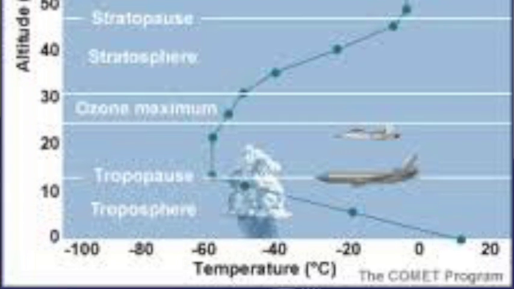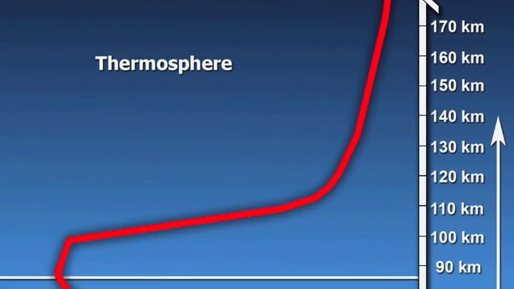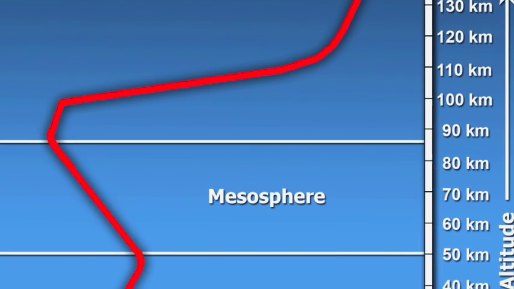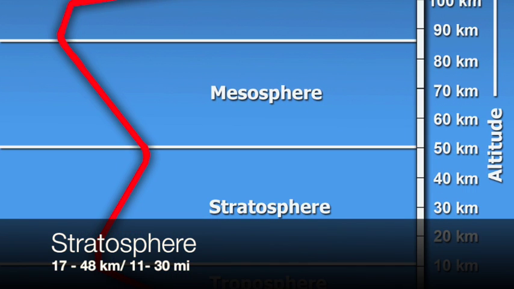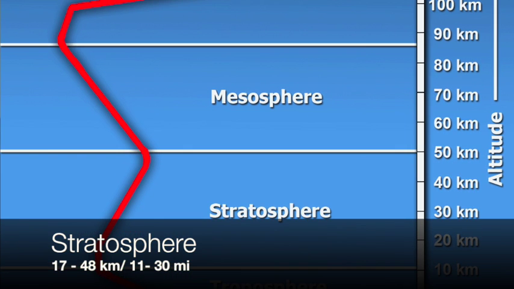So as we go up in altitude, we get to the tropopause. The layers in between the actual atmospheric layers, we call pauses. So the tropopause is in between the troposphere and the stratosphere. The stratosphere goes from about 17 to 48 kilometers, more or less, or in U.S. measurements, 11 to 30 miles.